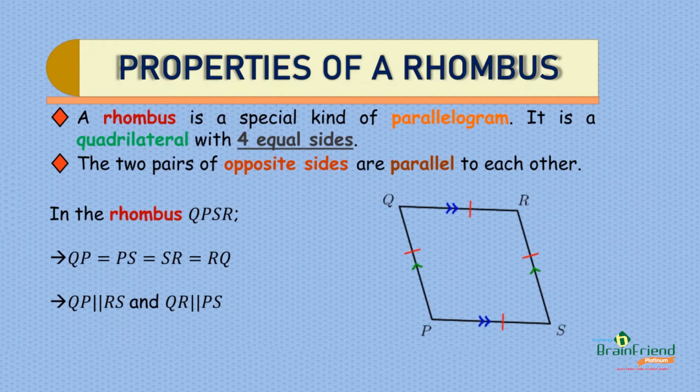Now going on, the first property of a rhombus is that the two pairs of opposite sides are parallel to each other. In our rhombus QPSR, we can see that line QR is parallel to line PS and line QP is parallel to line RS. Mathematically, this expression shows that the sides of a rhombus are equal to each other, and this expression shows that line QP is parallel to line RS and line QR is parallel to line PS.